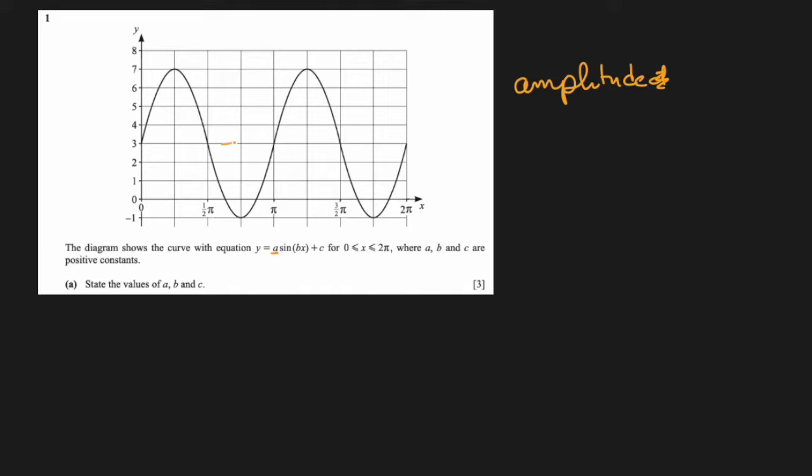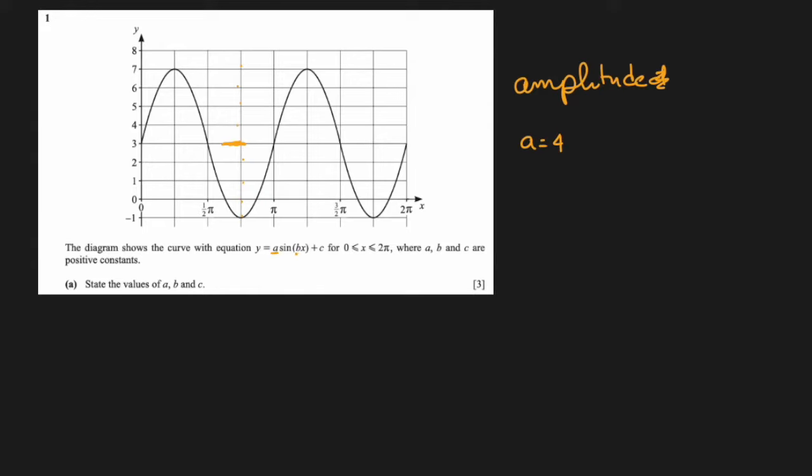So I can see that this is the middle line. How many units do we have above this? So 1, 2, 3, 4 above this, and 1, 2, 3, 4 below this. This 4 becomes the amplitude. So A is equal to 4.